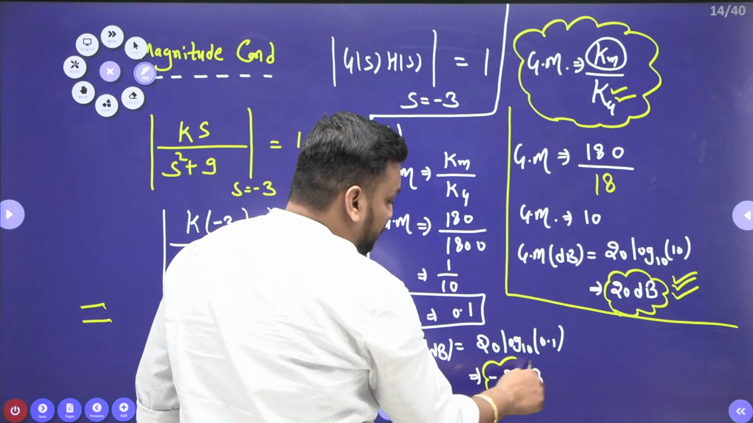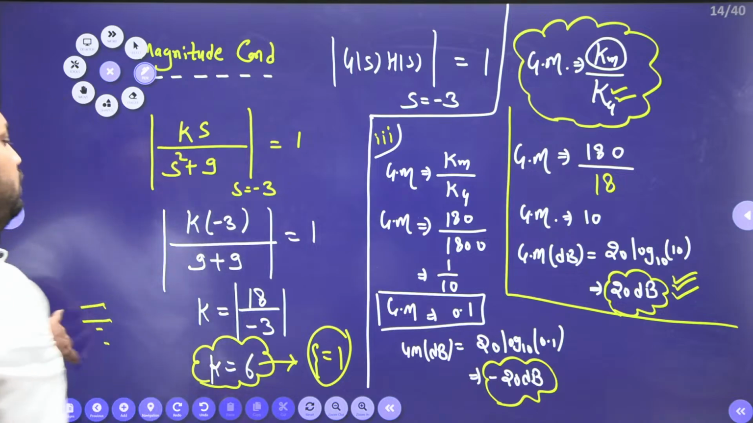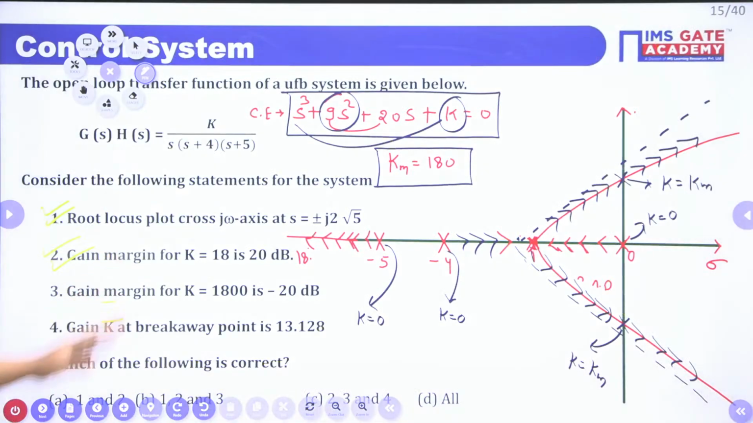A gain margin of minus 20 dB means the system is unstable. It means this option is also correct, sir. The 3rd statement is also correct.